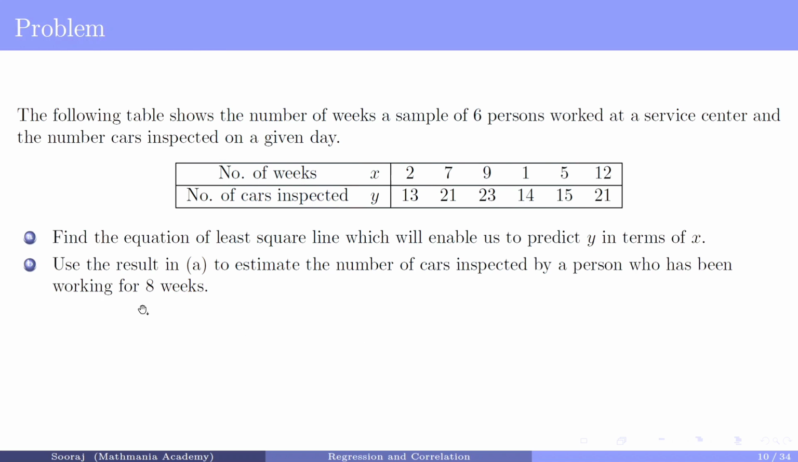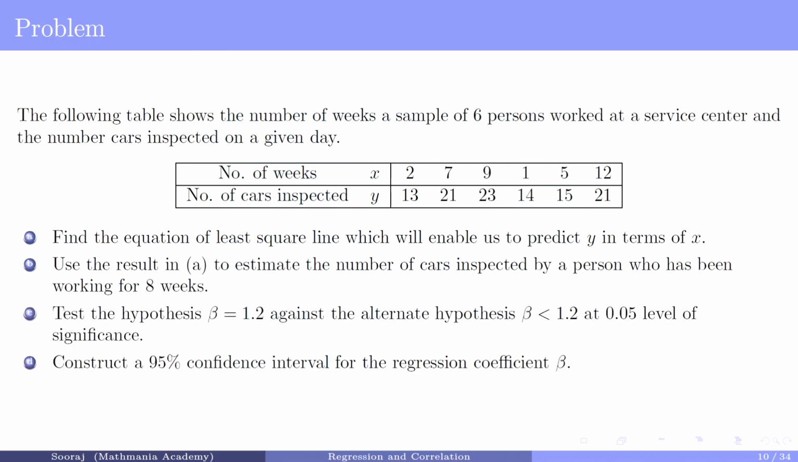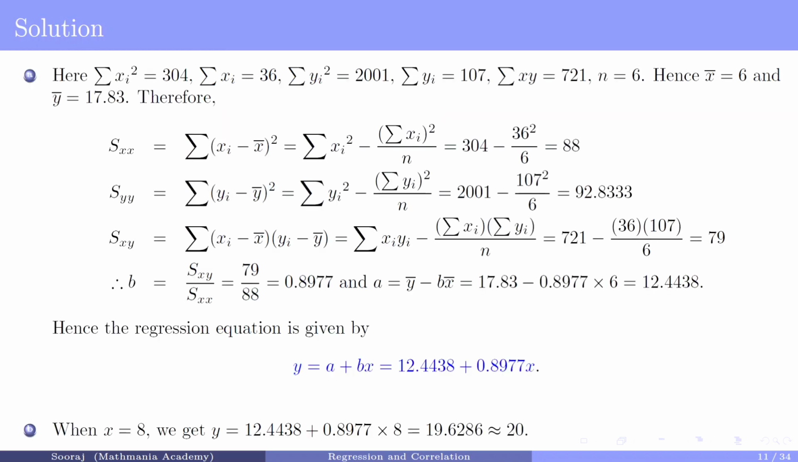In the second part, use the result in (a) to estimate the number of cars inspected by a person who has been working for 8 hours. Sorry, 8 weeks, right? So here the number of weeks is given. It is just a matter of substituting x equals 8 in the estimated equation. So when you substitute x equals 8, you get 12.4438 plus 0.8977 times 8. That happens to be 19.6286.